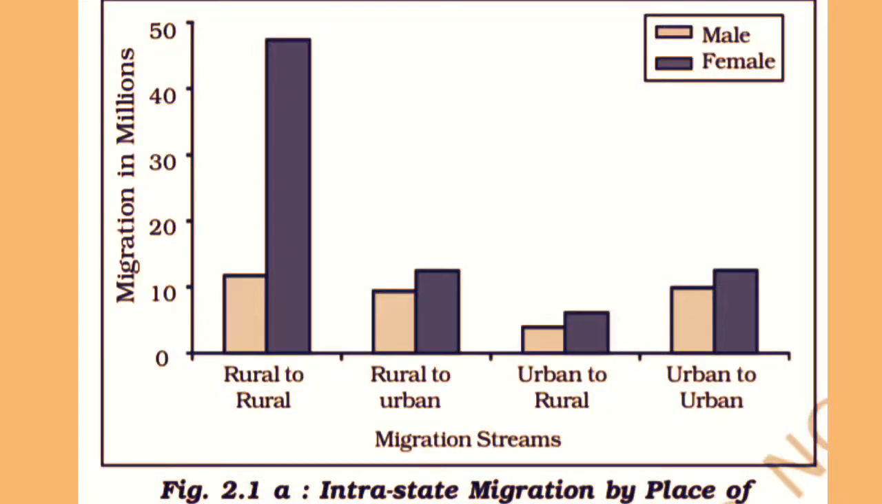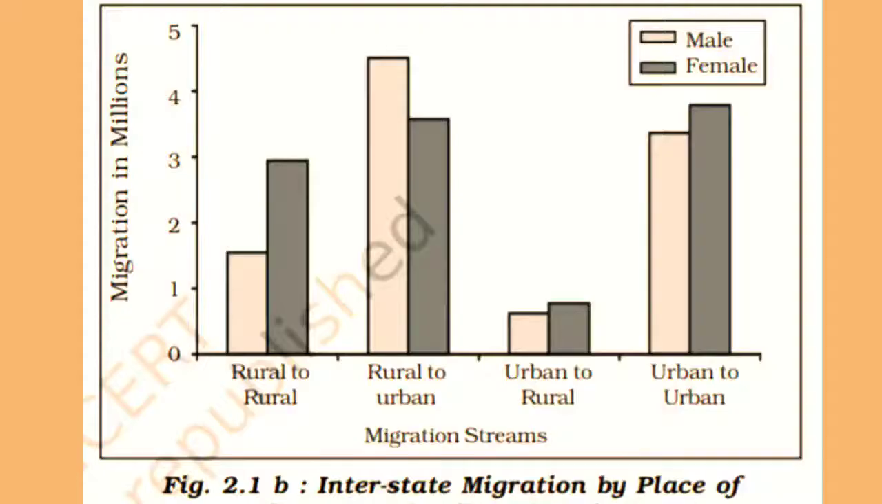Now I am sharing a multiple bar diagram showing the male-female intrastate migration by place of last residence. Here, number of migrants is shown in millions. This is another multiple bar diagram showing the male-female interstate migration by place of last residence. Here also number of migrants is shown in millions.